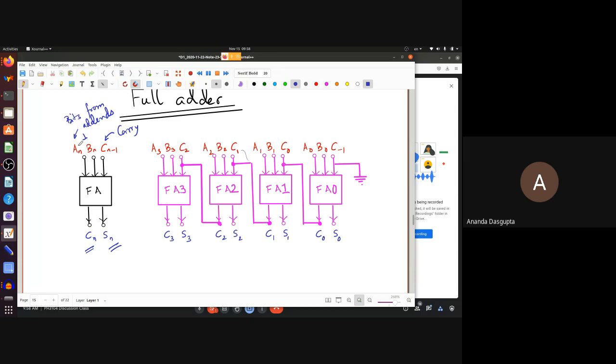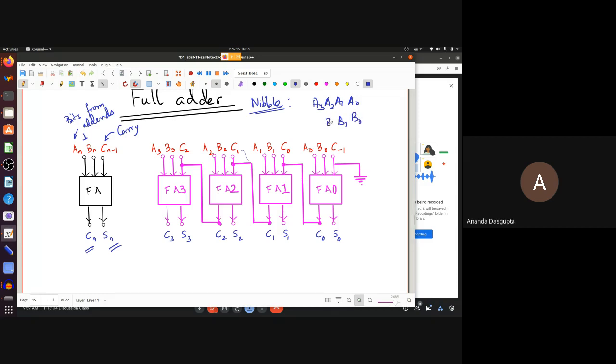And how do you actually add big numbers by this? This is for a single bit addition, right? 1 bit, another 1 bit. But if you have 2 4-bit numbers, for example, how do you add them? So you have A0, A1, A2, A3, that's 1 4-bit number. By the way, 4 bits are, in computer language, called a nibble, half a byte. Not very important, but it's useful to know the term.